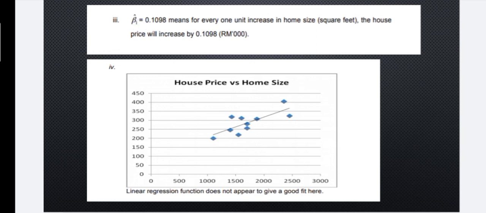Will increase by, should be how much? Should be RM 109.80. But you can write it in this form as well, just make sure you put the unit at the back. Okay. So, it can also be said that when the size of the house increases by 1 square feet, the house price will also increase by RM 109.80. Okay, that is the interpretation for beta 1.